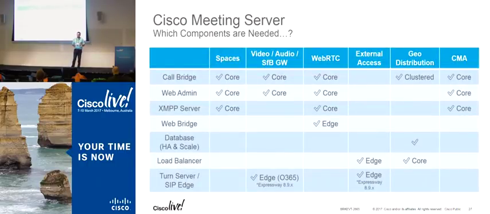So I've spoken about these components, and a lot of you are probably thinking, well, okay, that's great, but what components do I need to enable? What do I need to turn on or turn off based on what I need to achieve? So for example, if I want a Skype for Business gateway function, all I need to turn on is the call bridge for my conferencing, the web admin to be able to configure my call bridge, and if you're using Office 365, we turn on the Edge functionality, the SIP Edge functionality.